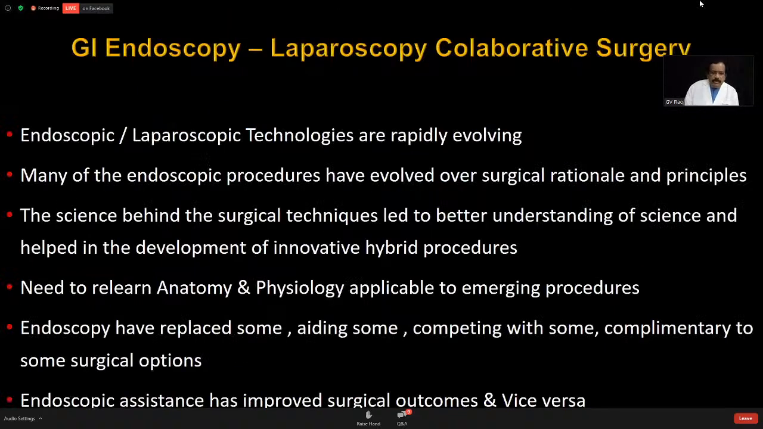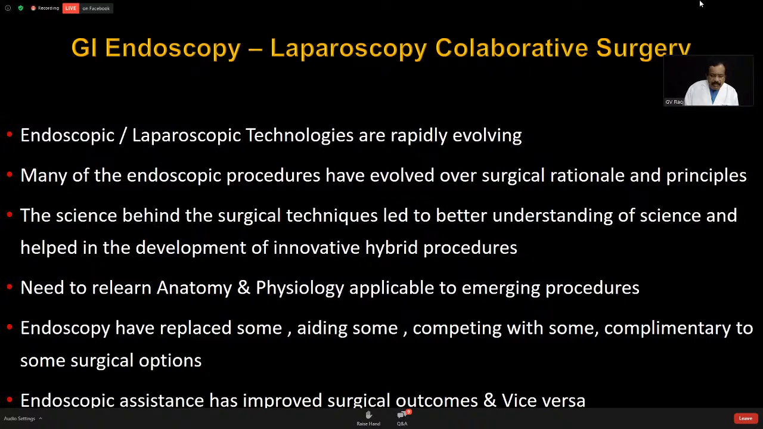To conclude, endoscopic laparoscopic technologies are rapidly evolving. Many of the endoscopic procedures have evolved over surgical rationale. The science behind the surgical techniques led to better understanding and led to the development of innovative hybrid procedures. We need to relearn anatomy and physiology applicable to emerging procedures, especially for third space endoscopy and endolaparoscopic surgery.